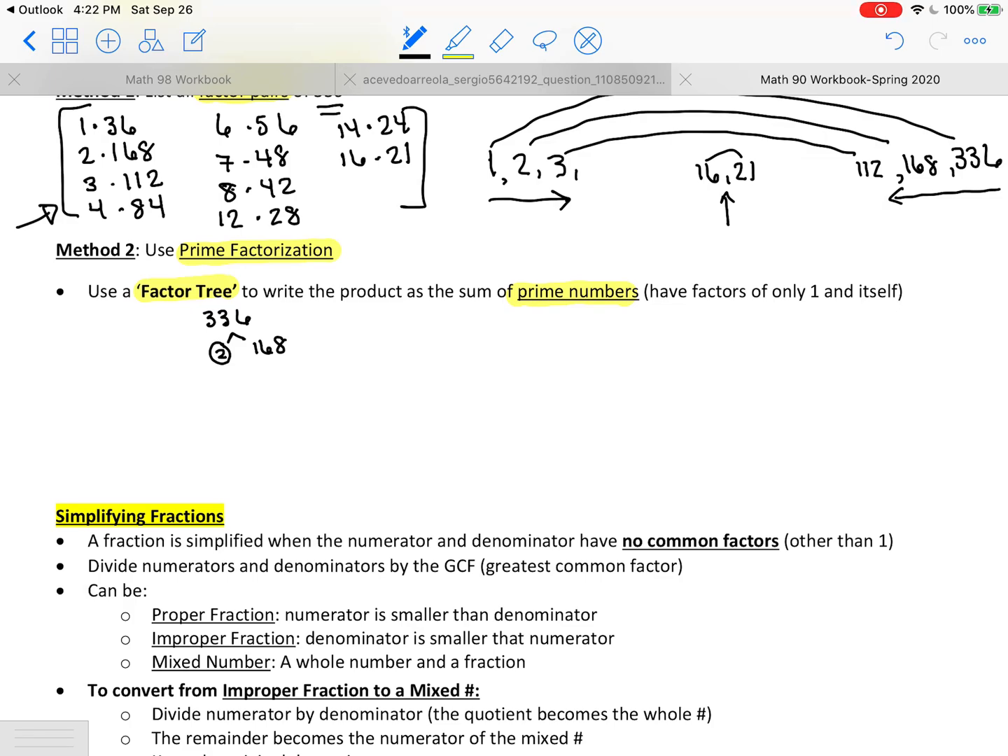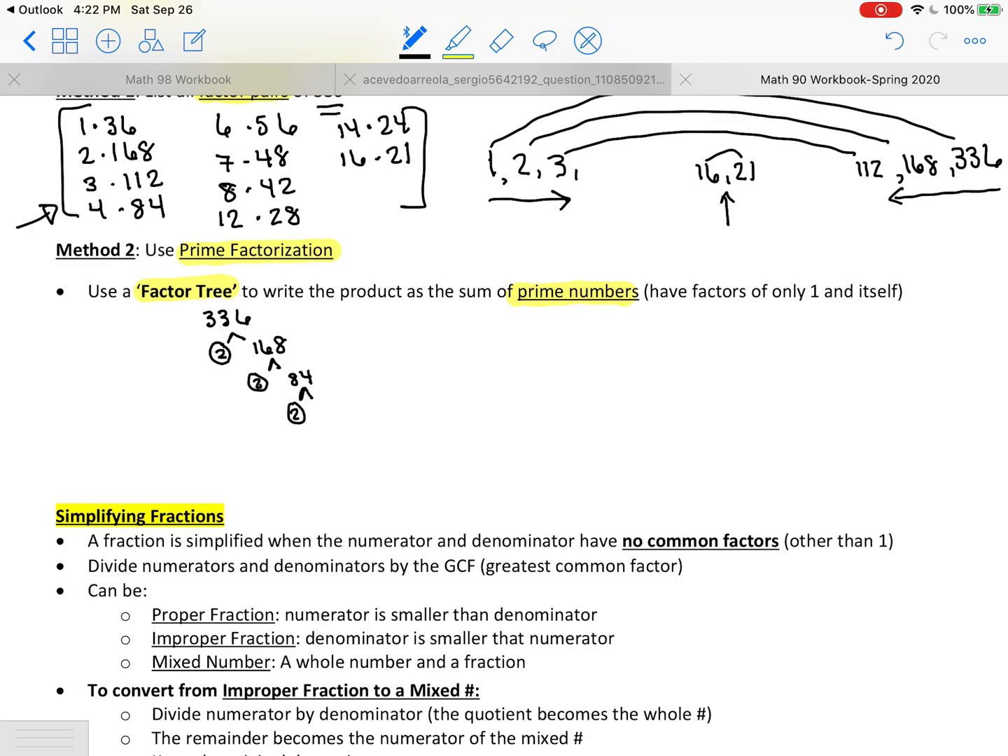168 is not, of course, we know that. But I can stop this branch here because 2 is already a prime number, right? And I can keep dividing this by 2. Half of 100 is 50. Half of 60 is 30, so that's 80. And then we have 84.